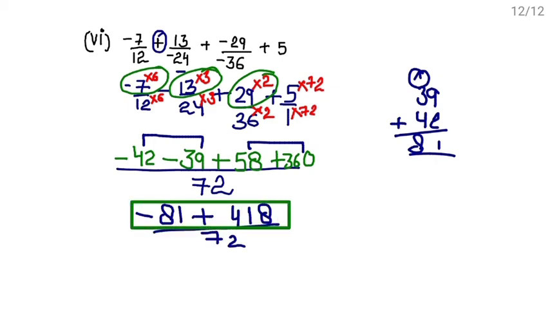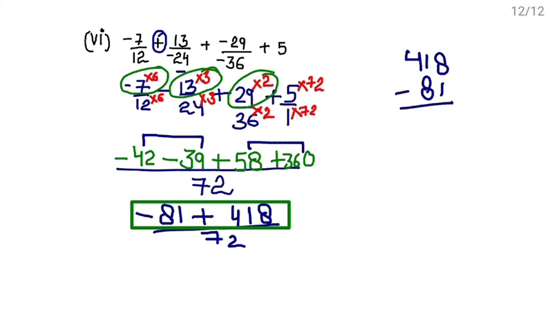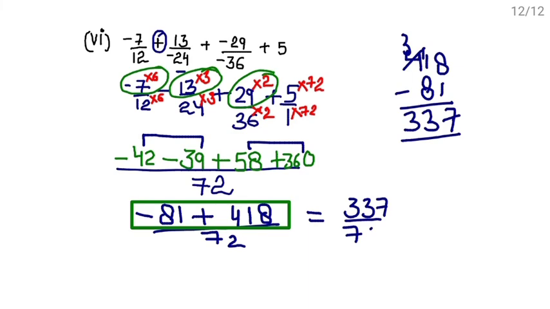Now these two numerators are of different signs, so these will be subtracted. Subtract them: 480 minus 81. 8 minus 1 is 7. Take borrow. This is 3. 11 minus 8 is 3. 3 as it is. Right? So this is 337 upon 72.